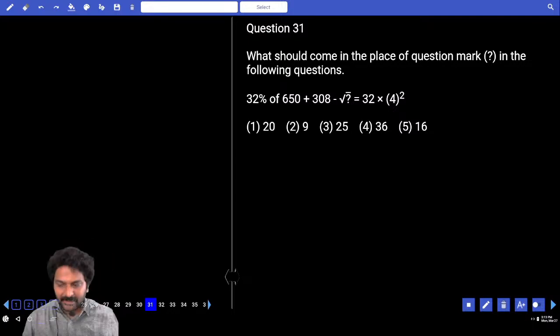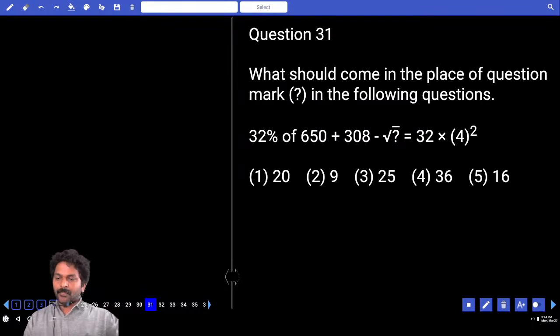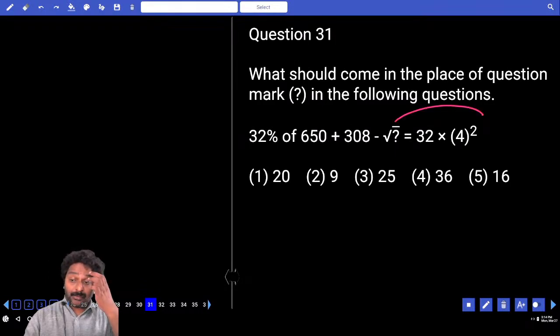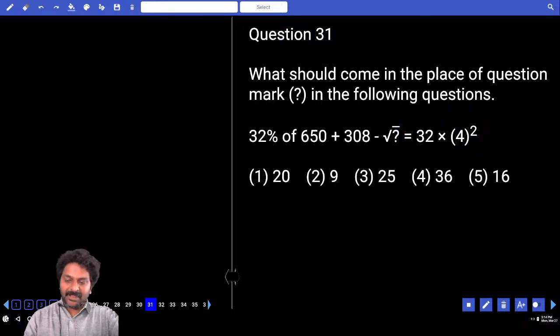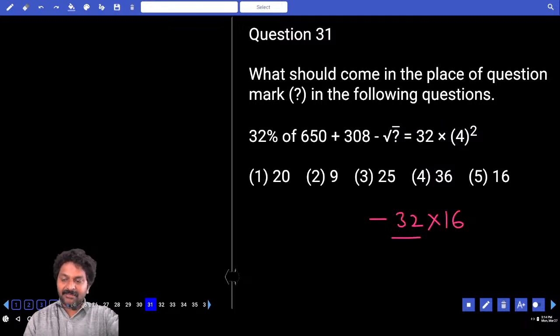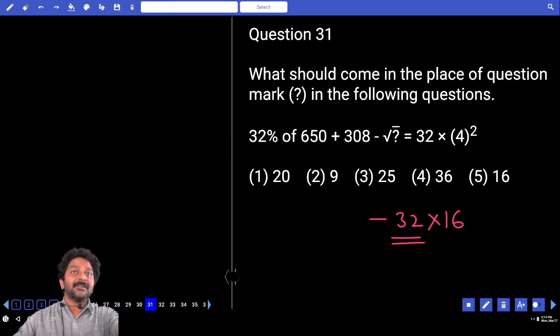Right. 31 onwards. Root x goes to the other side. This value will come to left hand side, correct? Then it becomes minus 32 into 16. Can we write this number as 16 two times? Then it is 2 times 16 square. 256 two times.